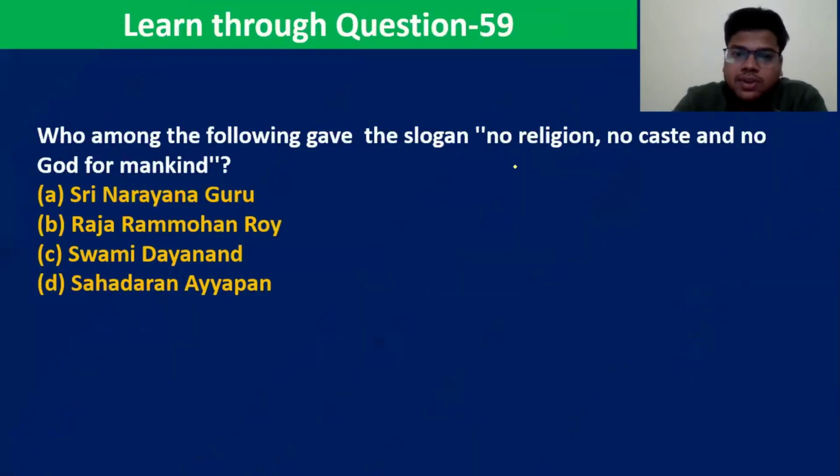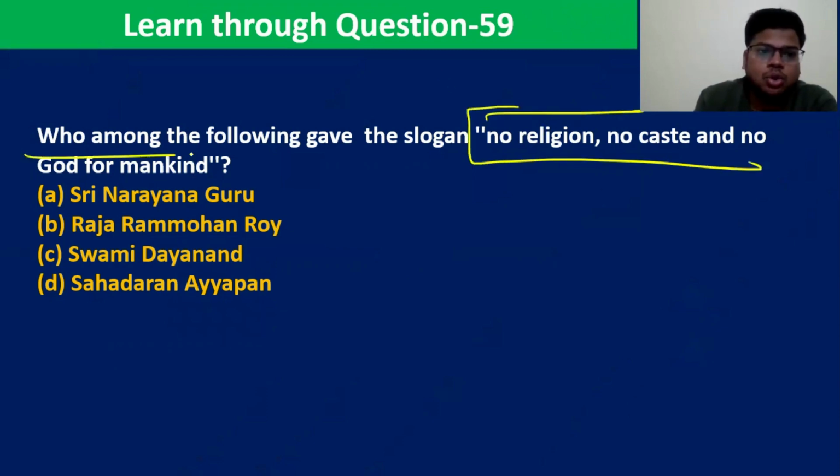Who among the following gave the slogan "No religion, no caste, and no God for mankind"? Now, I have not discussed this particular question. We have not discussed this particular reformer. But sometimes, in fact this year, UPSC framed such questions, so you will find such questions. For example, you don't know who has said this.